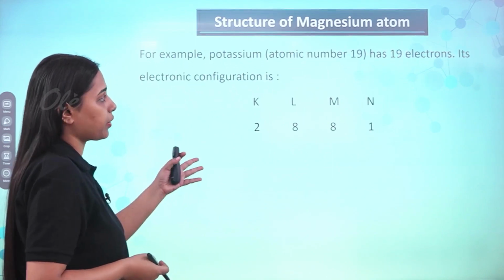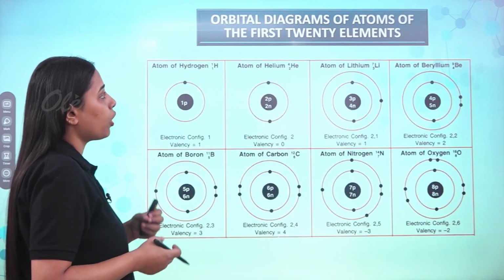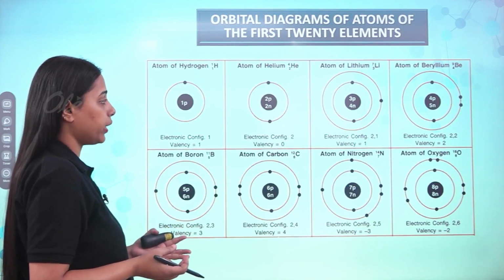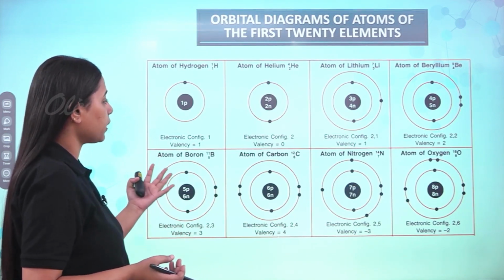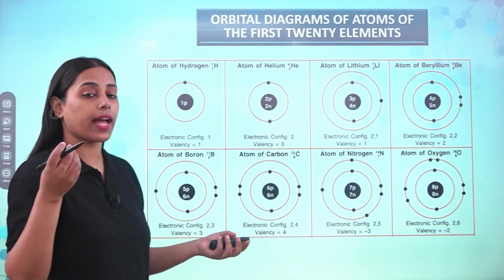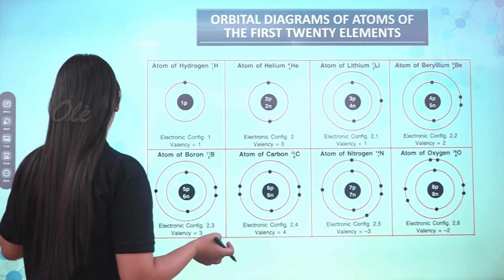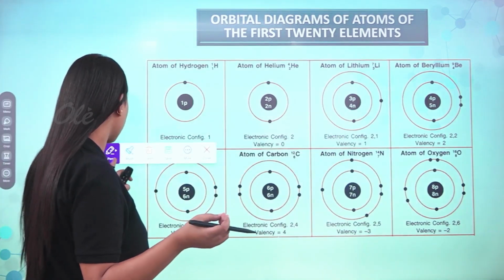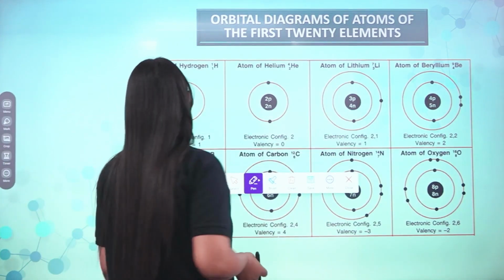For example, potassium, we have just shown you the example. Orbital diagrams of atoms of the first 20 elements are shown here. So from here you can easily understand and calculate the atomic numbers, protons, neutrons and atomic mass. I will show you the first few examples. That's how we calculate it.